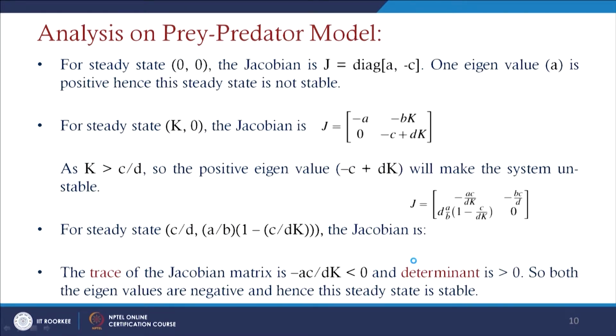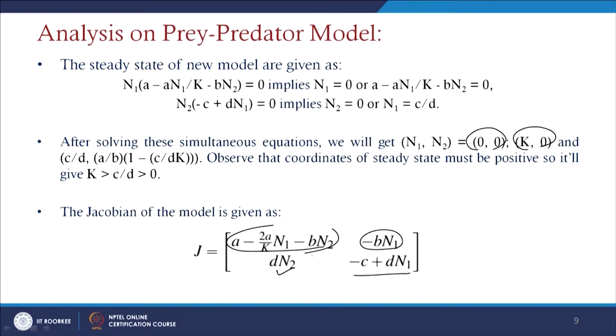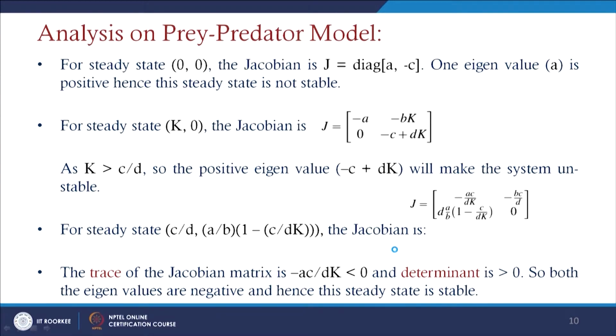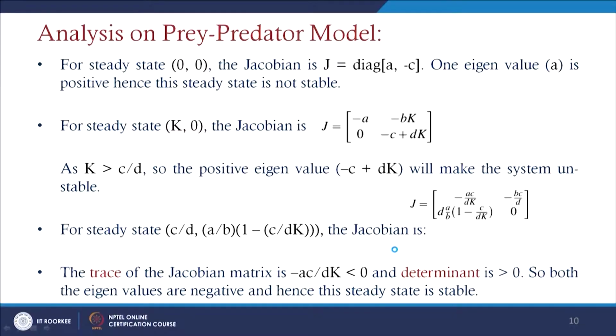For the steady state 0 0, the Jacobian is the same, with n1 equals 0 and n2 equals 0, so I have the remaining terms a and minus c in the diagonal positions. If one of the eigenvalues is positive, we have an unstable situation at that steady state point. For the steady state k 0, where k is the prey population and the predator population is 0, the Jacobian takes the values minus a, minus bk, 0 and minus c plus dk.